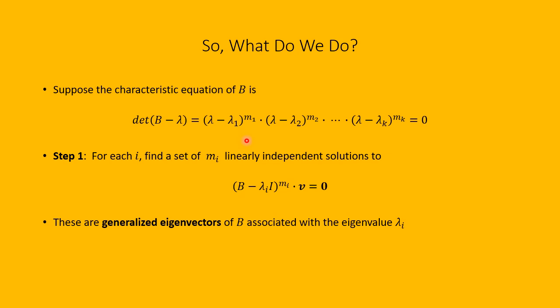Because we have algebraic multiplicities of m sub 1, m sub 2 through m sub k, but the geometric multiplicities might be less. So here's what we'll do. For each i, we will find a set of m sub i linearly independent solutions to this equation: B minus lambda sub i times the identity, raised to the m sub i power, times a vector that we solve for, equals the 0 vector. This vector v here is called a generalized eigenvector of B associated with lambda sub i.